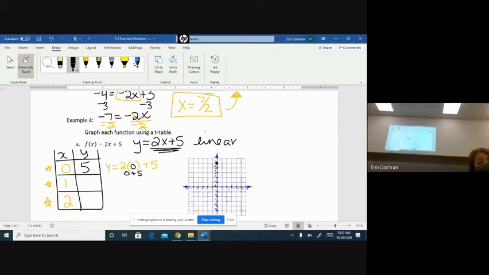All right, let's plug in 1 now. Y equals 2 times, what's my x? 1 plus 5. So what's 2 times 1? 2. 2 plus 5? 7. So how do I graph the point 1, 7? Right 1, up 7, 6, 7.